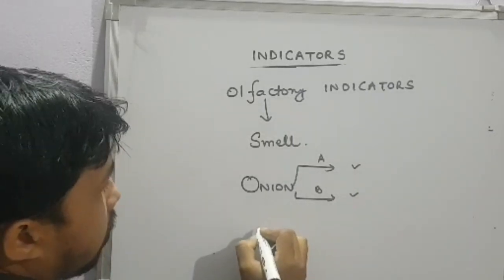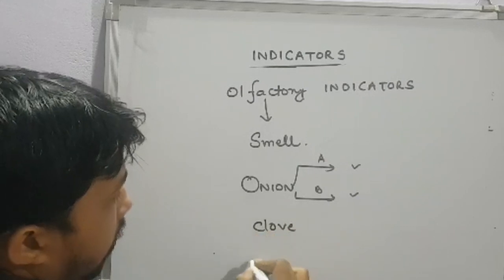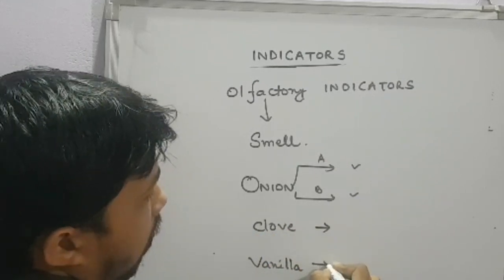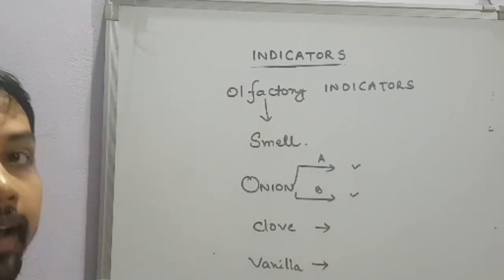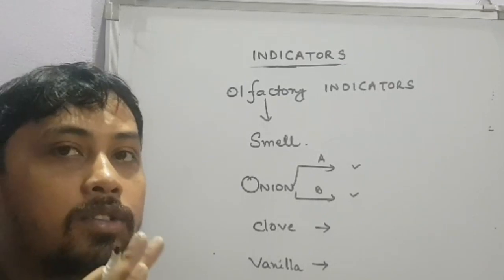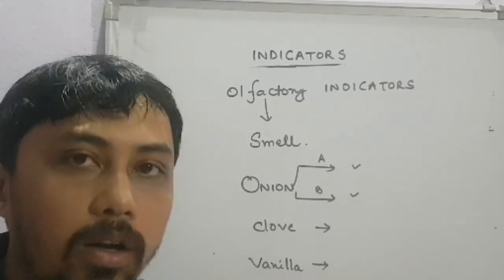Similarly, we have clove, vanilla. These are all examples of olfactory indicators. They indicate whether something is acidic or basic by undergoing change in smell, but not in color, right?